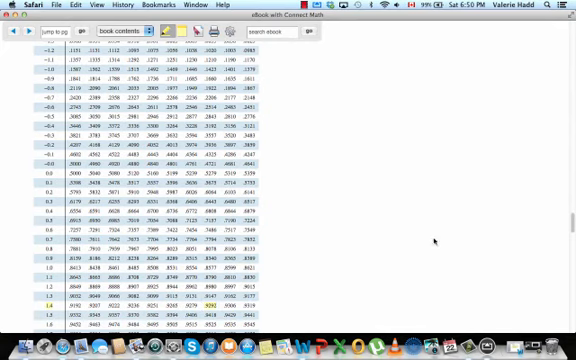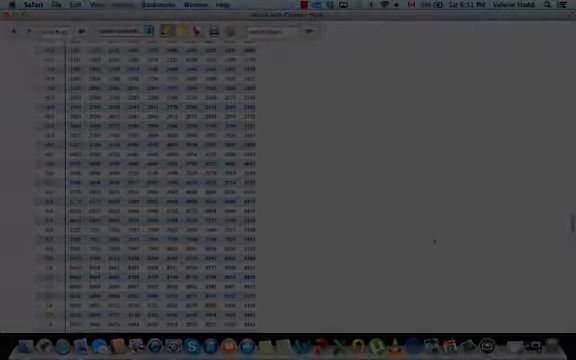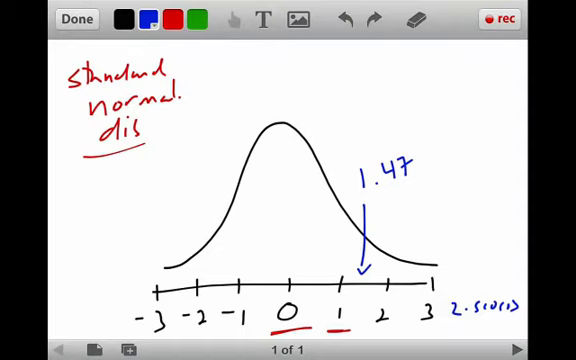So with a z-score of 1.47, we have 92.92% of the scores that would be less than this. Okay, the area under the curve left of that z-score would be 92.92% or 0.9292. Okay?